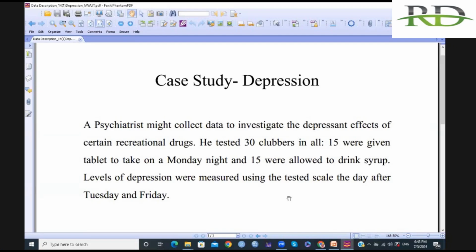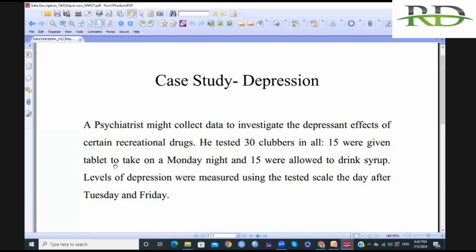Yes sir. So this is a case study of depression. A psychiatrist might collect data to investigate the depressant effects of certain recreational drugs. He tested 30 clubbers in all.